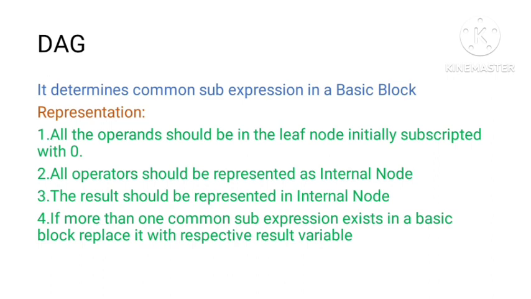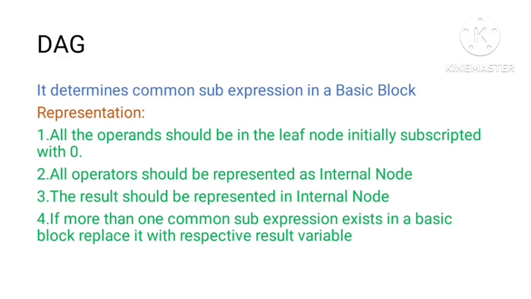Now the first procedure is that all the operands have to be represented as a leaf. And if it is initially represented, it should be subscripted with the value 0. So whenever you use an operand for the first time, it should always be subscripted with 0 in the leaf node. And all the operators should be represented as an internal node. So if you are using any mathematical operation, plus, minus, star or division, it has to be represented as an internal node.